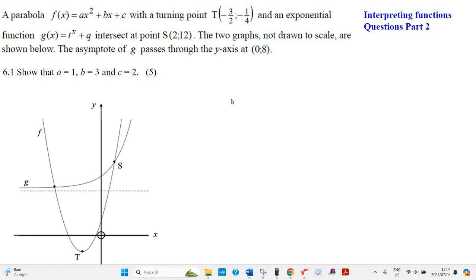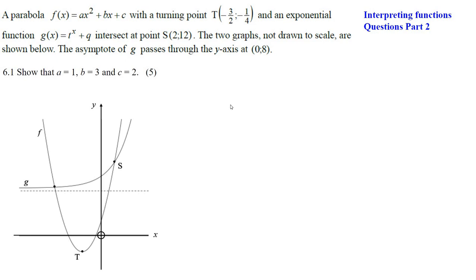Well, we've got the turning point, so you know what we have to do. You've got to take that turning point and put it right in. Instead of x minus p, you go x plus 3 over 2 squared minus whatever this is. That's the y-coordinate of the turning point. Well, there's your equation. We've got the equation.